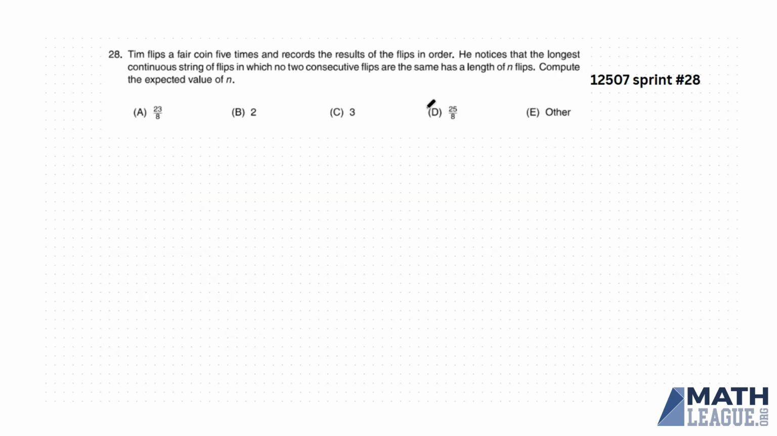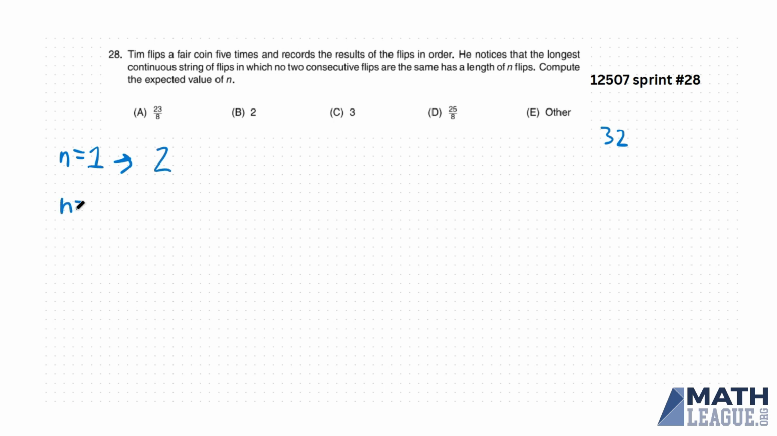First of all, notice that flipping the coin 5 times, there's 2 to the power of 5, or 32, total possibilities. If n equals 1, then what that means is that Tim must have flipped all the same side, which means he either flipped T, T, T, T, T, or H, H, H, H, H, tails, tails, tails, tails, tails, or heads, heads, heads, heads, heads, which gives us 2 possibilities for n to be equal to 1.